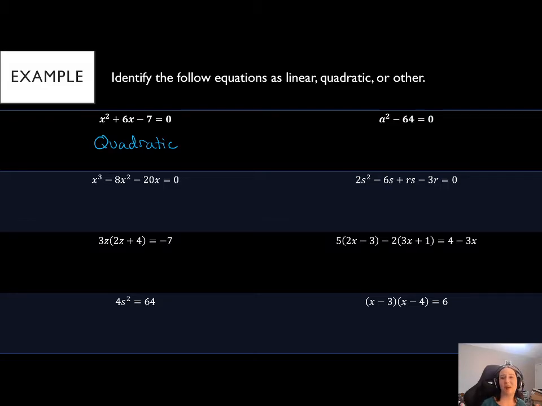The next one below it, we have x cubed minus 8x squared minus 20x equals 0. So you look for the highest exponent, and that is 3. So it's not 2, so this is not quadratic. We know it's not quadratic, so it's either linear or other. Linear equations don't have exponents on their variables. So it's not linear, so this is other.